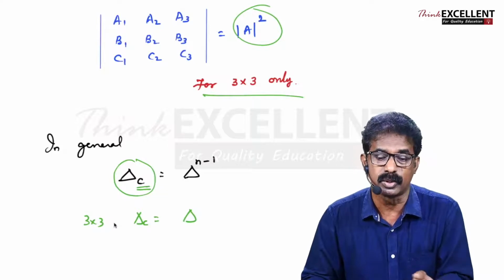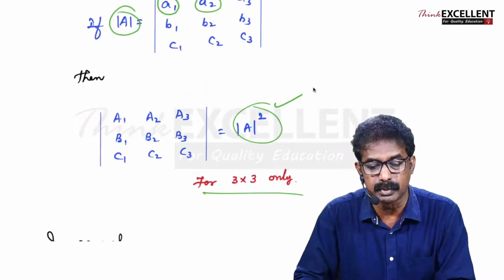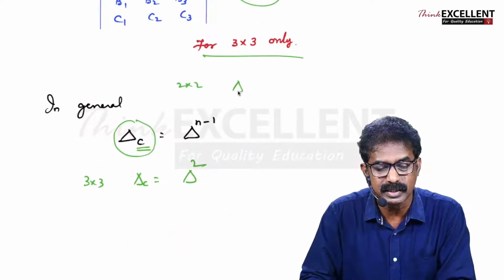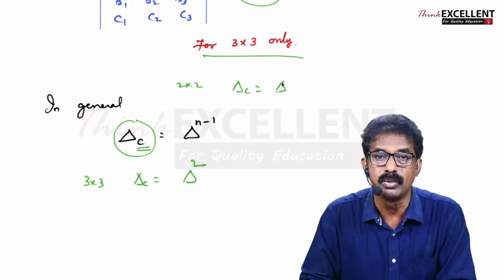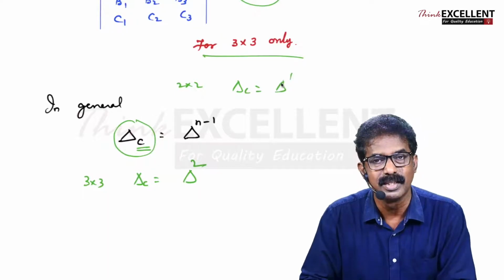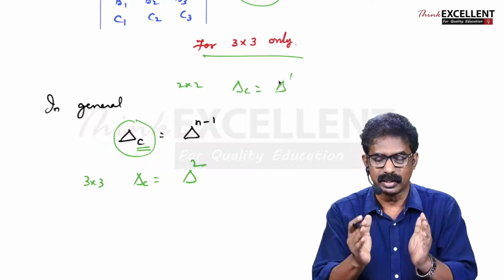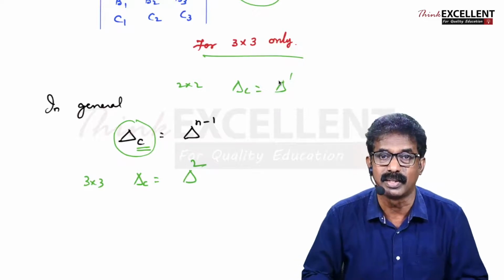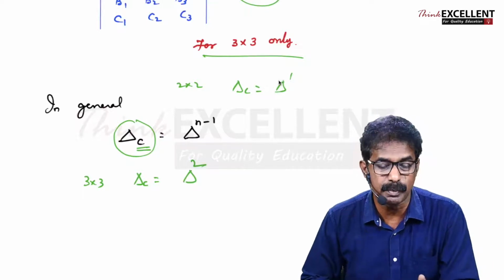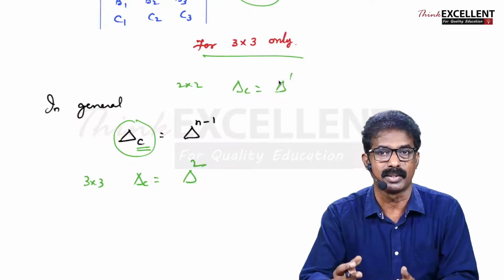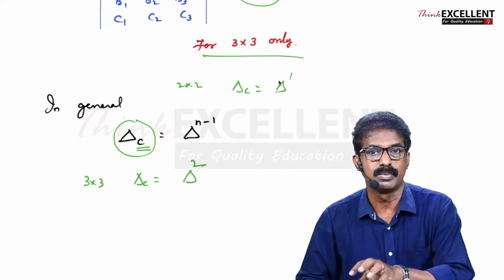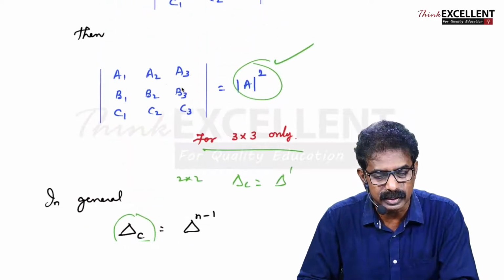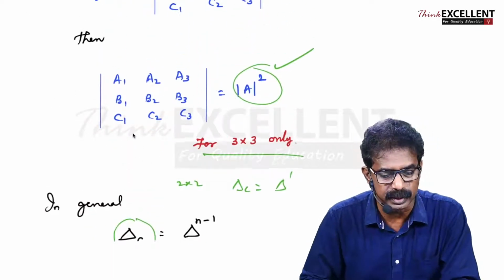In particular, if it is 3 by 3, the order is 3, so 3 minus 1 is 2. That is why we are getting determinant A the whole square. If it is 2 by 2, what happens? Delta C is equal to delta raised to 2 minus 1, and 2 minus 1 is 1 only, right? So if it is a 2 by 2 with determinant value 25, replace elements by the cofactors, again no change, your answer is 25 itself. That is in the case of 2 by 2. 3 by 3 means delta squared. Okay. 4 by 4, 4 minus 1, right? 3, delta cubed or determinant A the whole cube. Okay. So don't take it as a result for all determinants. It is only for 3 by 3.